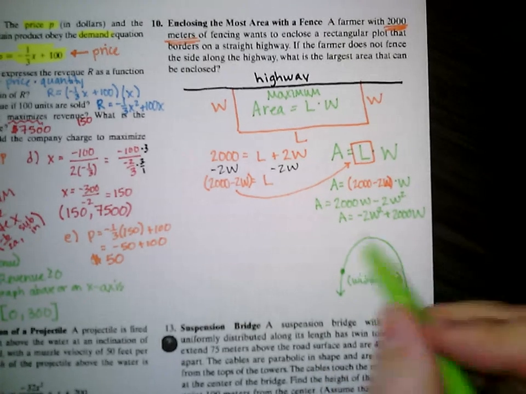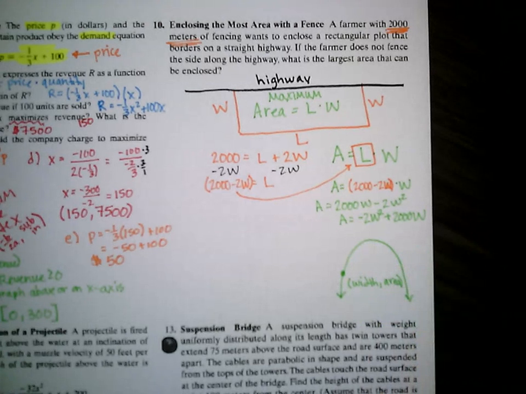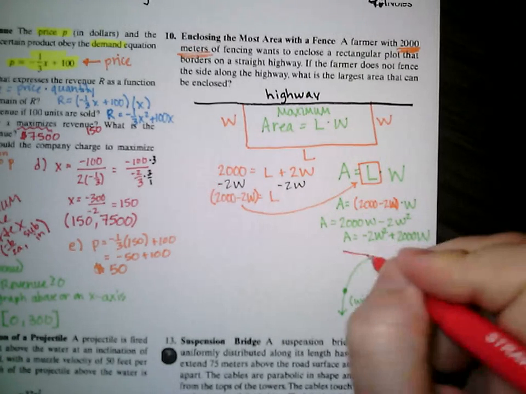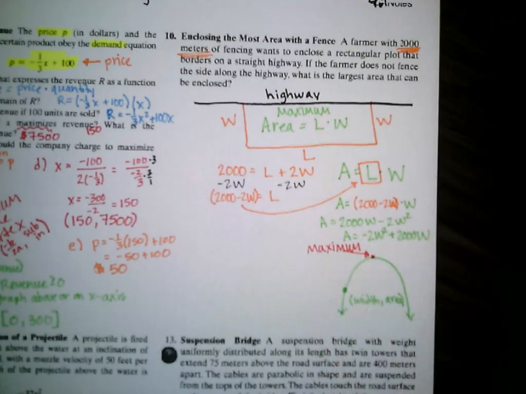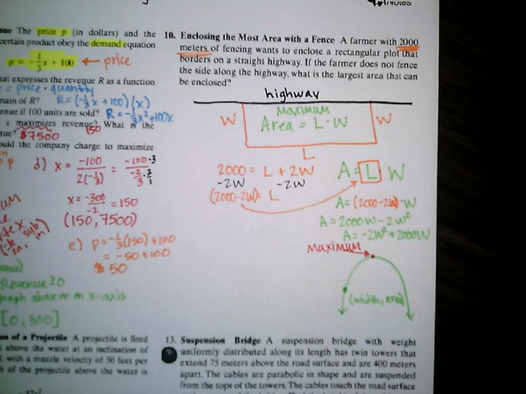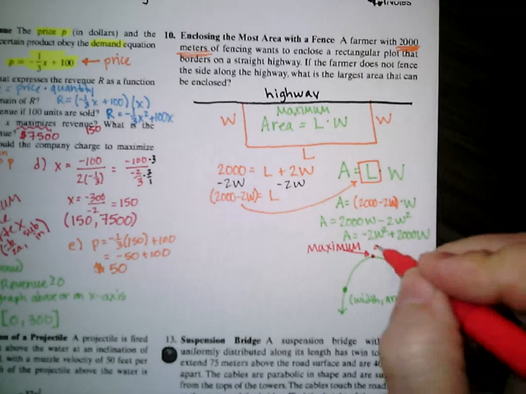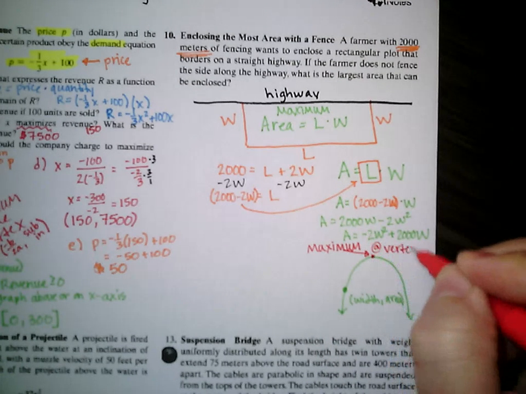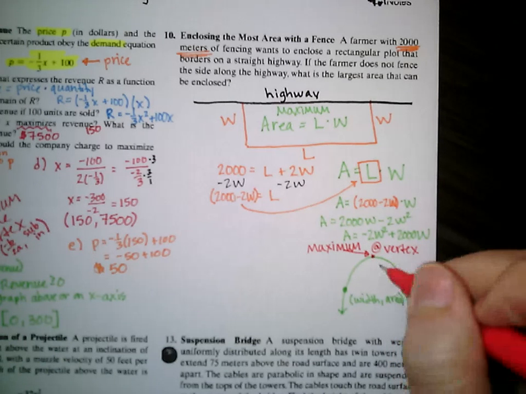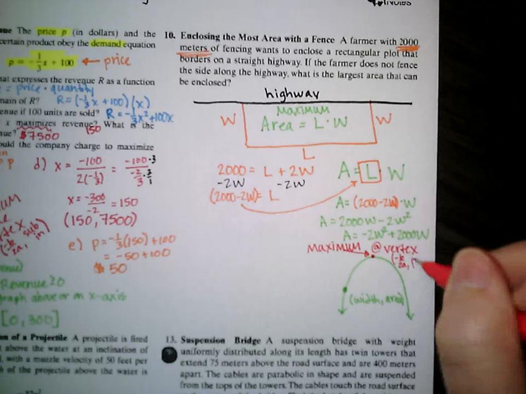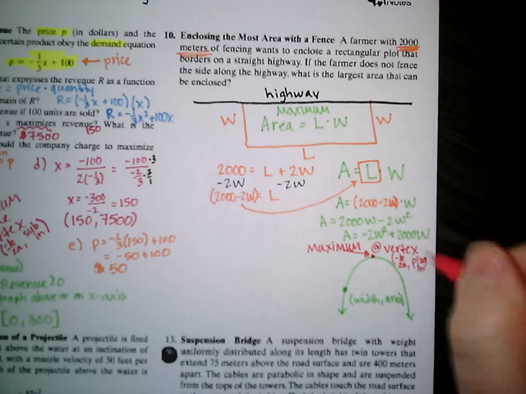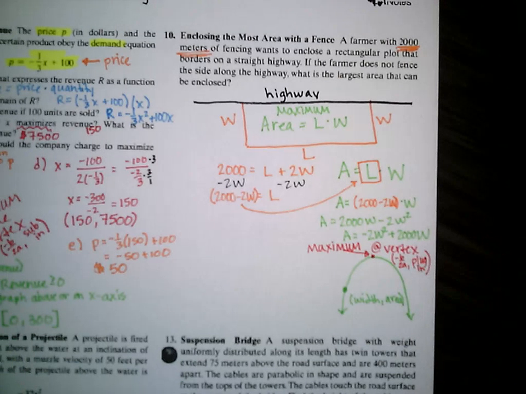Notice that it opens down, so I have a maximum. Right up here is going to be the maximum area, and the width that gives me that maximum area is at the vertex. And remember, we find the vertex by doing opposite b over 2a and then plugging it in to get the y-coordinate.